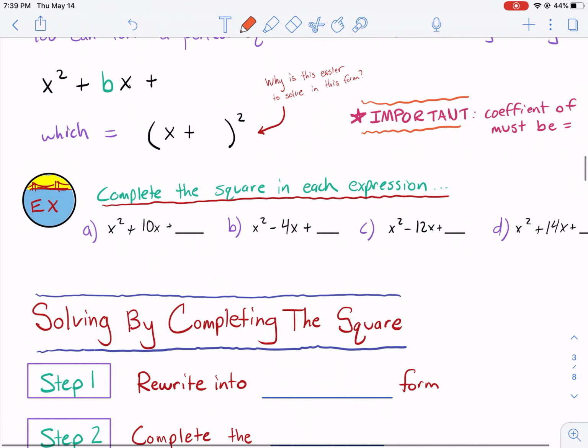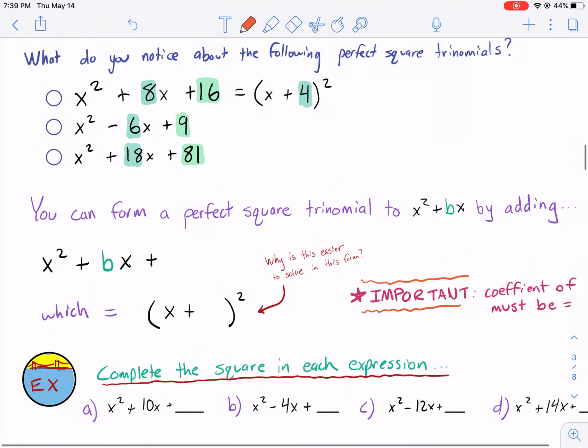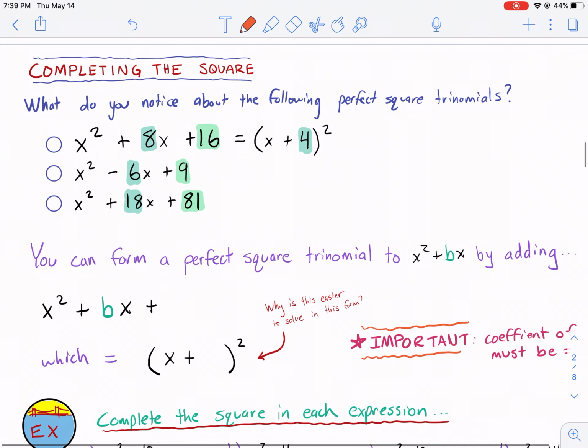It's a really useful topic, and I'm definitely positive that you're going to need to know this for pre-calc, for Algebra 2, and maybe even algebra. So see you soon.